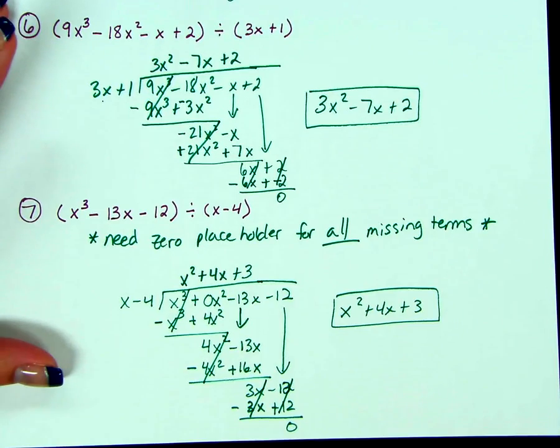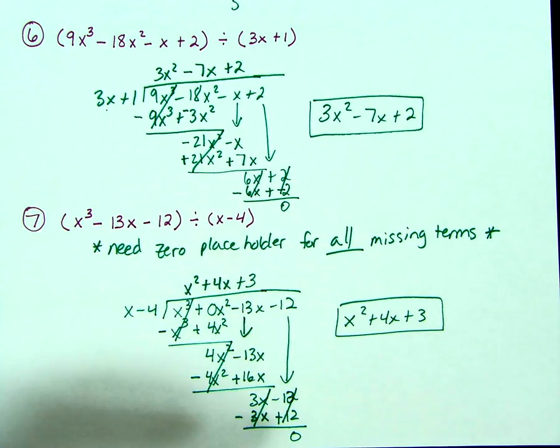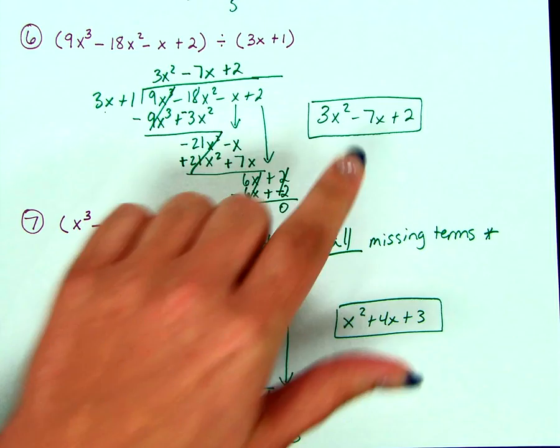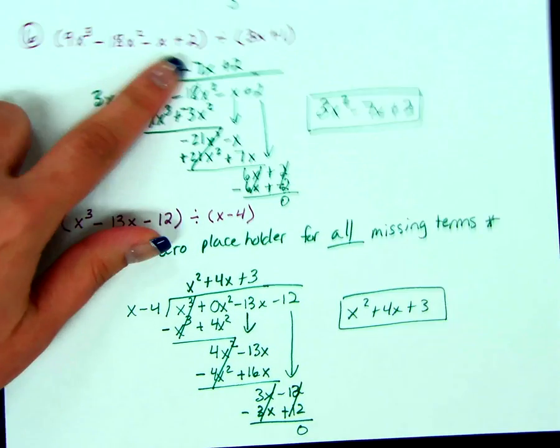Now on problem 6 and problem 7, when we were looking at those examples, when we divided, we got remainders of 0. So what we divided by and what we got for an answer, those are both factors of this polynomial.